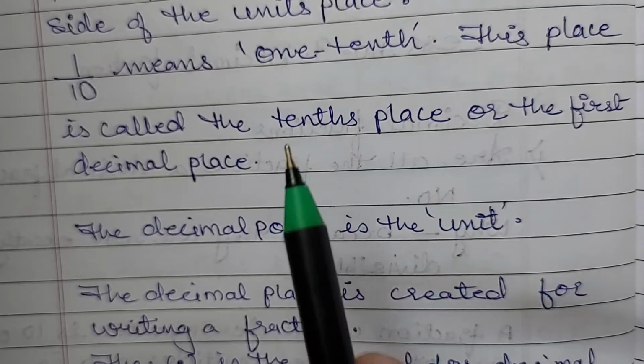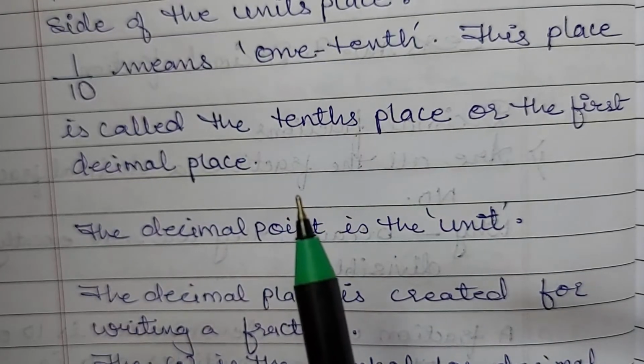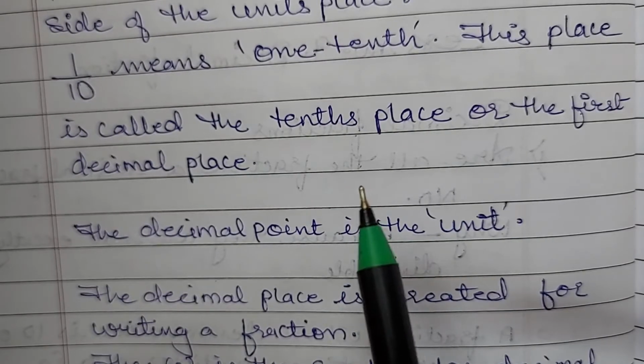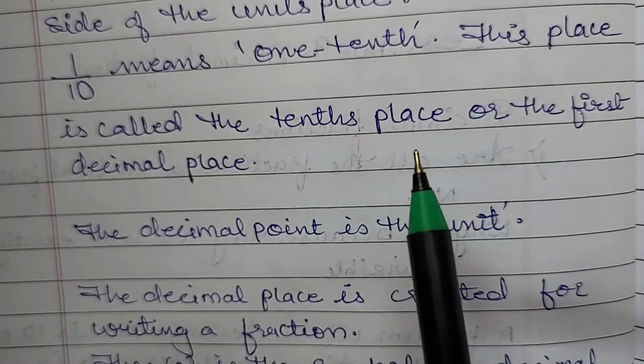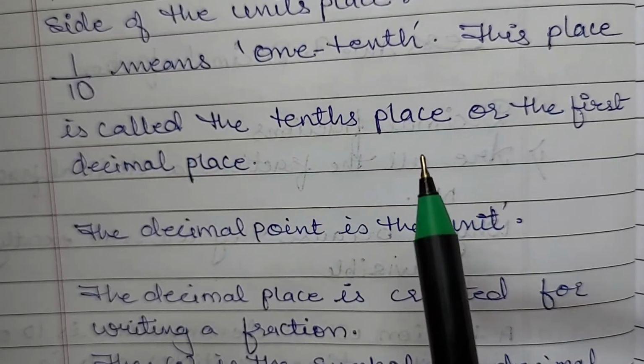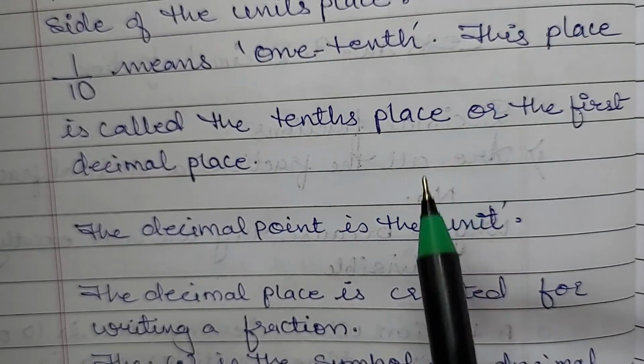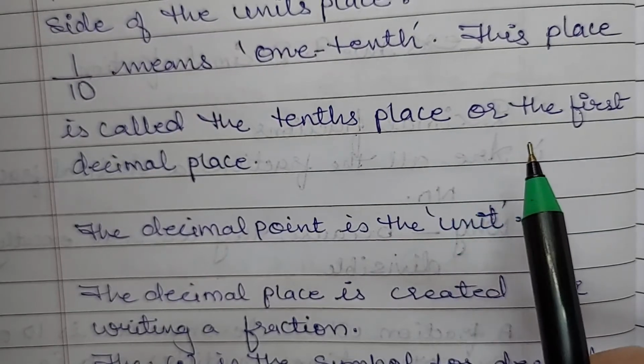Now in units, the last digit is the unit, no? But the decimal point is in the units place. So the next place will be tenths, and the one after that is hundredths.